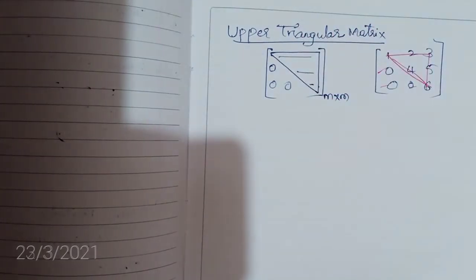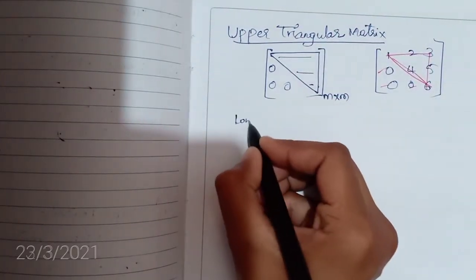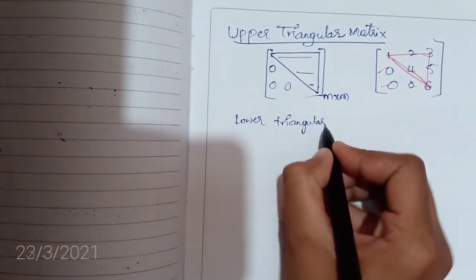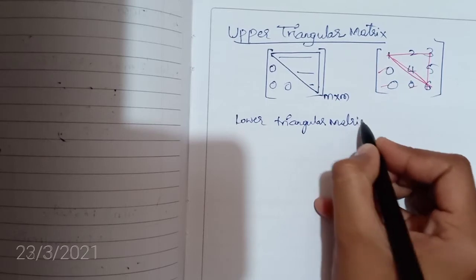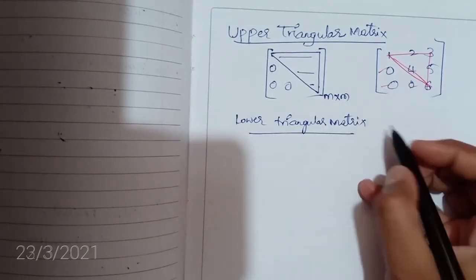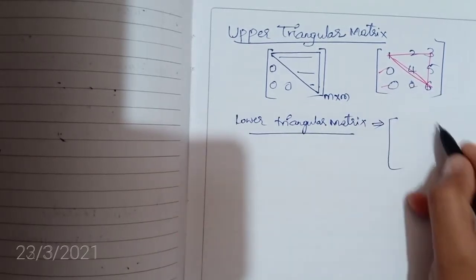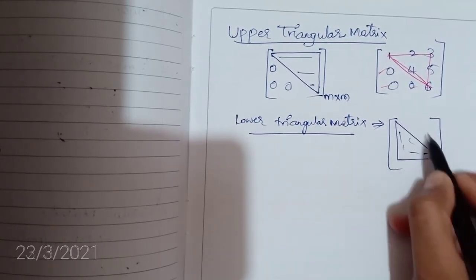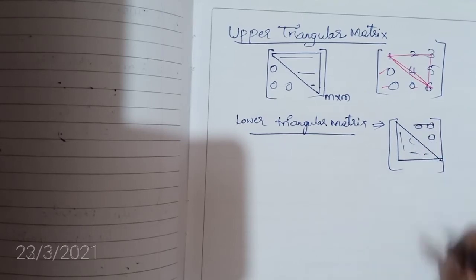Then that is known as upper triangular matrix. Now you can guess the other matrix definition as well. Lower triangular matrix is just the opposite of upper triangular. Here in the matrix, the elements in the lower triangle are non-zero, and here the elements are 0.